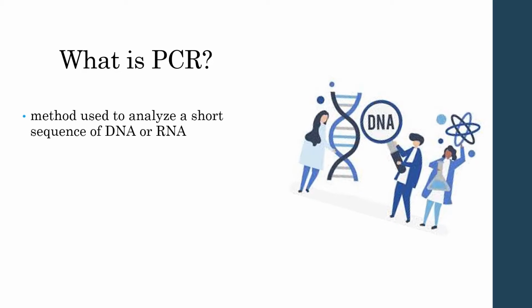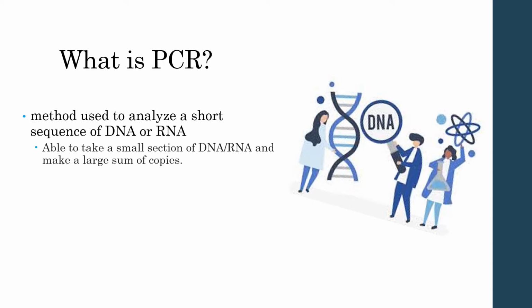Today I'm going to be talking to you about real-time polymerase chain reaction, also known as PCR. What is PCR? PCR is a method used to analyze a short sequence of DNA or RNA. You take a small section of DNA or RNA and amplify it, making millions of copies. That's the quick overview of what it is.